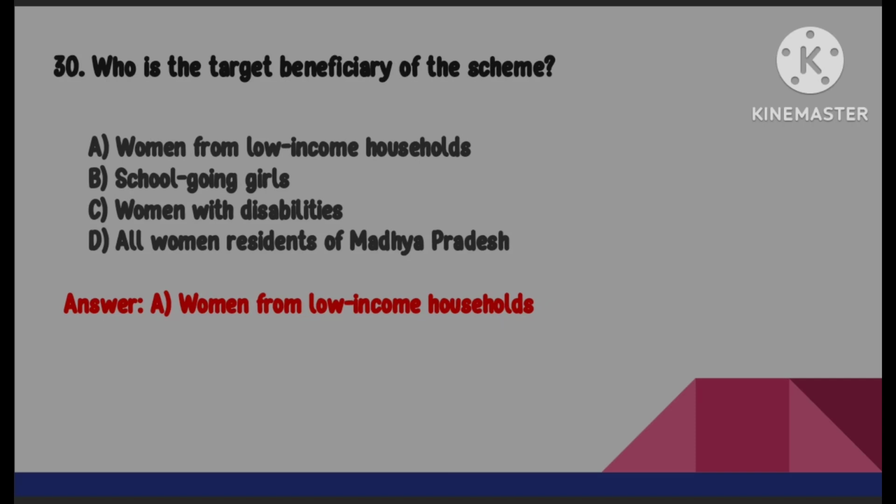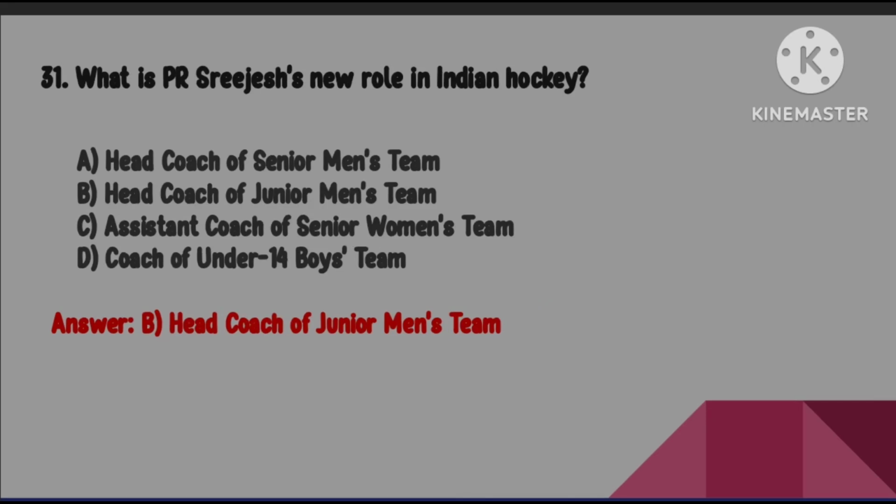Who is the target beneficiary of this scheme? Option A, women from low income households. Option B, school going girls. Option C, women with disabilities. Option D, all women residents of Madhya Pradesh. And the right answer is option A, women from low income households. Let's get into the next question.